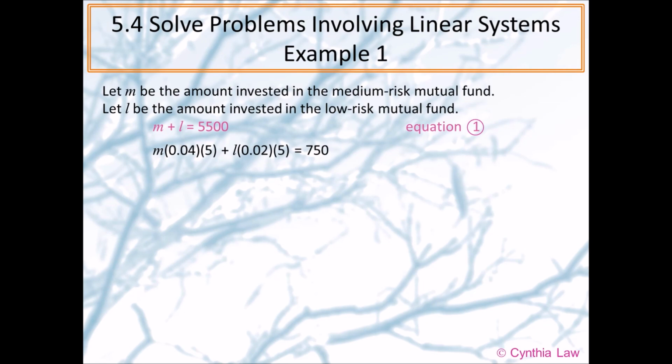Now we want to simplify this equation a little bit before we do the next part. So when simplified, I have 0.2M plus 0.1L equals 750. Since most students do not want to work with decimals, we're going to multiply each term by 10. So we have 2M plus L equals $7,500, and that's our equation 2.